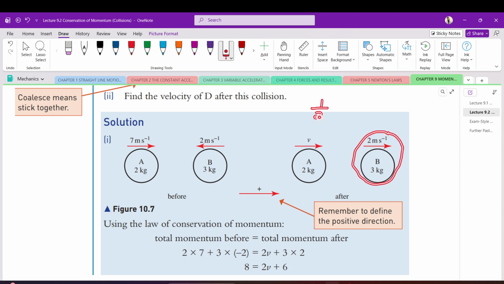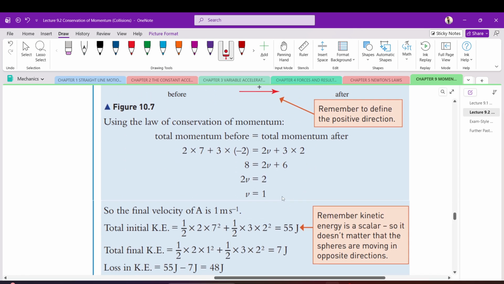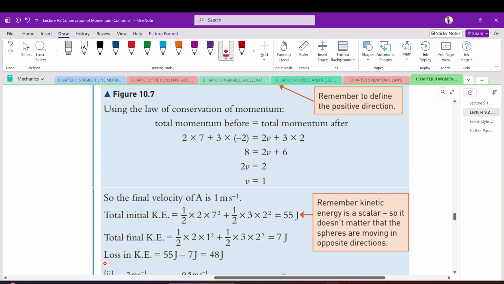So the formula that we are using is half mv squared plus half mv squared. This one is for A and this one is for B. Now we have already mentioned that it is going to be a loss, so we can only work out the magnitude. So just subtract the values and find the difference. That will be 48 joules.